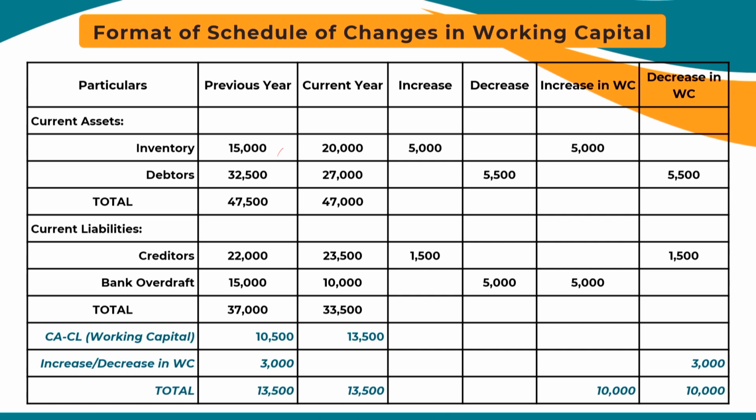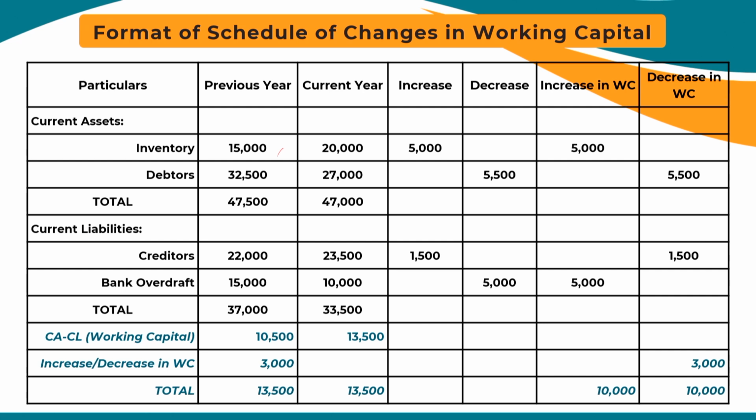After mentioning all the current assets one after another, we are there to make the total of current assets. Then we are there to make a mention of all the current liabilities as it is depicted in the format, like creditors. It is 22,000 over here and 23,500 in the current year. So, it appears that there is an increase from previous to current year by rupees 1,500. So, it is shown in the individual items increase column, 1,500.